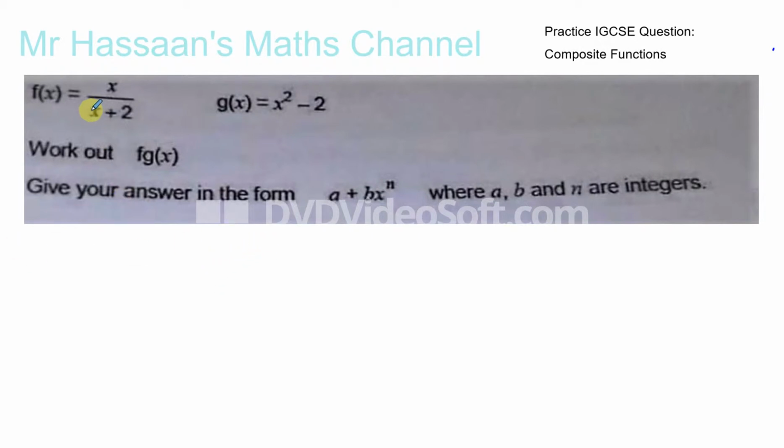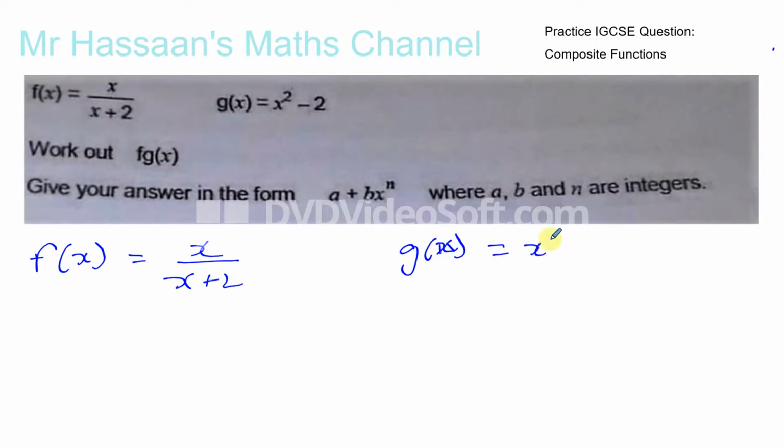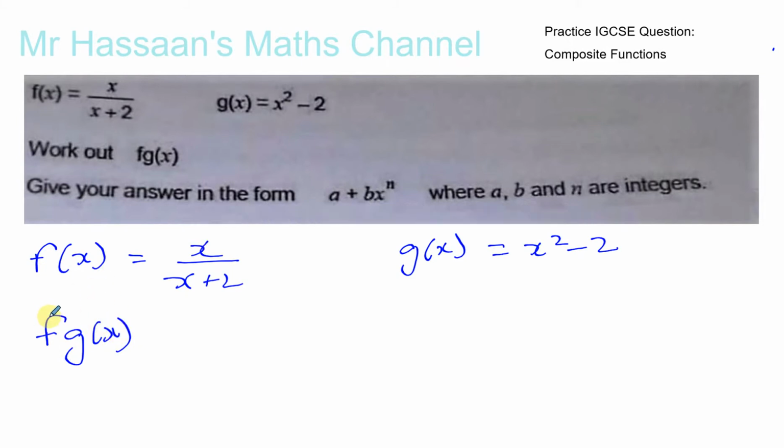Okay, so we've got the function f of x is equal to x over x plus 2, and the function g of x is equal to x squared minus 2, and we're asked in this question to work out f of g of x, the composite function. This is where you put one function inside another. It's always the second one that goes inside the first.